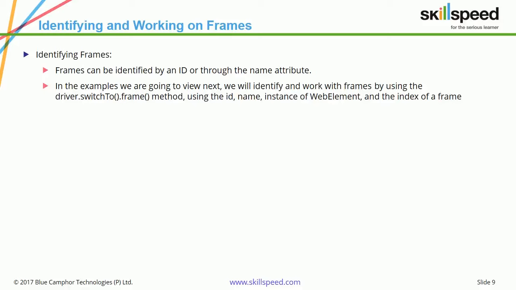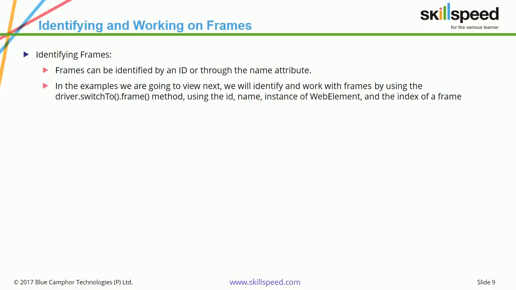Let us now go through the concept of identifying and working on the frames in the WebDriver. So how do we identify the frames in WebDriver? Frames can be identified by an ID or through the name attribute. In the examples we are going to view next, we will identify and work with frames by using the driver.switchTo.frame method using the ID, name, instance of the web element and the index of a frame.